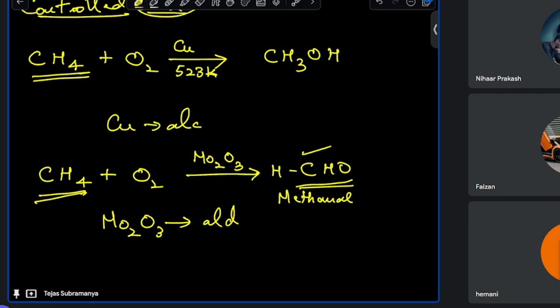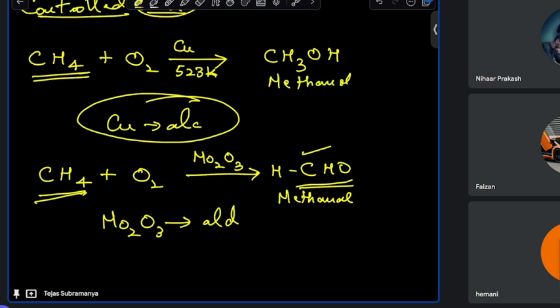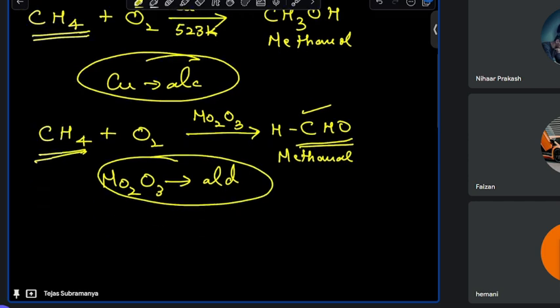So again, if you focus, whenever I use copper, I'm getting an alcohol. I forgot to name it. The first one will be methanol. Methanol. Okay. The second one will be methanal, when molybdenum is used. Now, the third one also I'll bring into the picture.